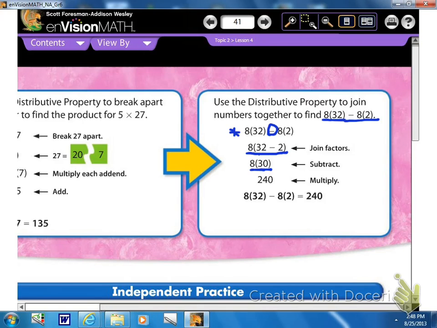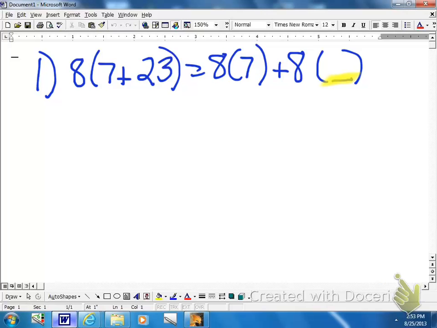And remember, when you're multiplying 8 times a number like 30, think of it as 8 times 3, which is 24, and then just add your 0, which makes it 240. So it's a lot easier to do this in your head. But remember, you're writing down these examples and showing your work.